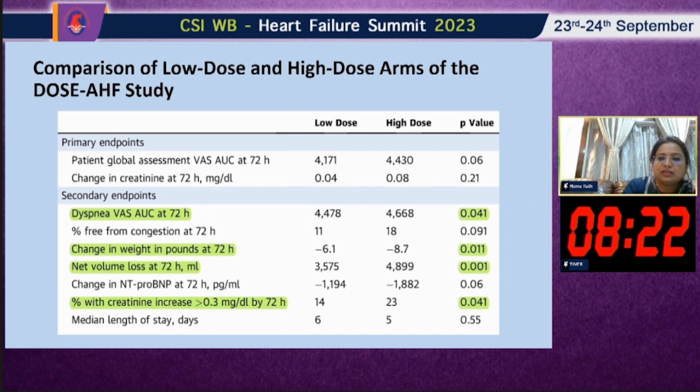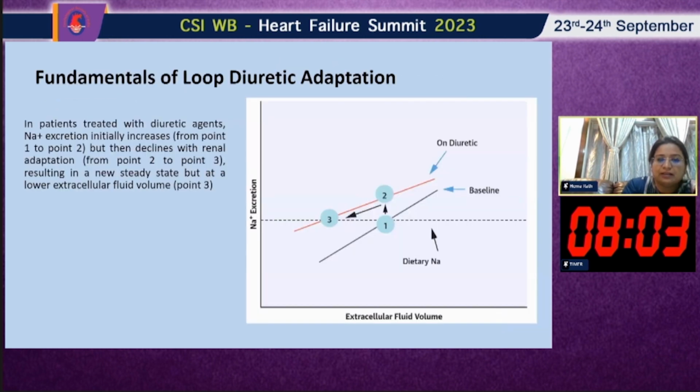So in the first stage of treatment, the high dose diuretic was not of much use compared with the usual algorithm chart from the DOSE trials, which gave definitely a better efficacy, but then increased adverse effects in the higher dose group. So what is the fundamental of loop diuretic adaptation in patients treated with diuretic agents?